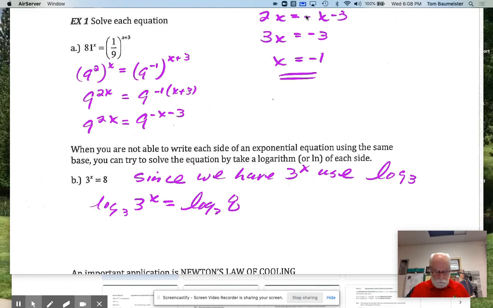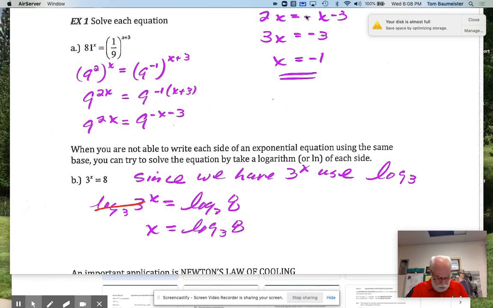Remember, this right here looks like something we've seen before. The easiest way to think about it is that they cancel each other. So the log base 3 and the 3 cancel each other. That means I can just bring the x down, and I can say that x is equal to log to the base 3 of 8. If you plug that into your calculator, you'll get 1.893.